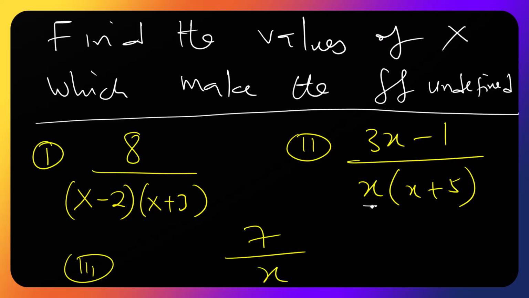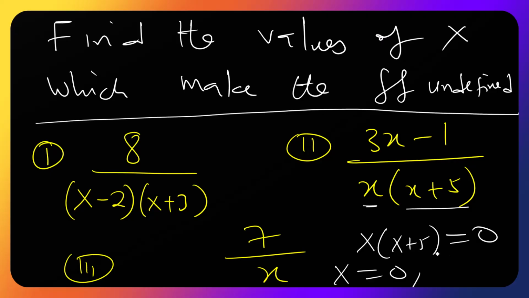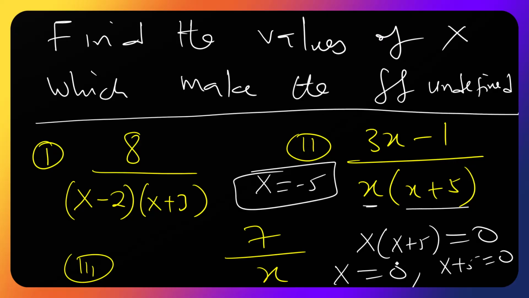Okay, so that's that. Now let's look at the next one. This one is a product, so it means x times (x plus 5) equal to 0. This is the same as the zero product: x equal to 0 or x plus 5 equal to 0. So that will be x equals minus 5. So we have x equals minus 5, then x equals 0.